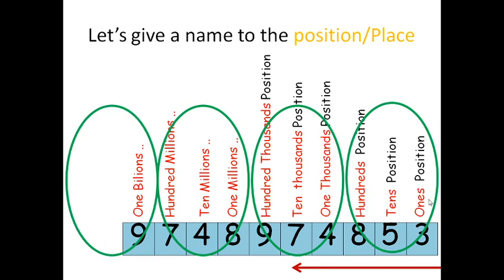So I hope that you understood this. And also I want to tell you that if you start from ones position and multiply 1 by 10, then you get 10. Then again 10 multiplied by 10 is 100. Then again 100 multiplied by 10 is 1000. 1000 multiplied by 10 is 10,000. In a similar way, the value increases by 10 times from right to left.